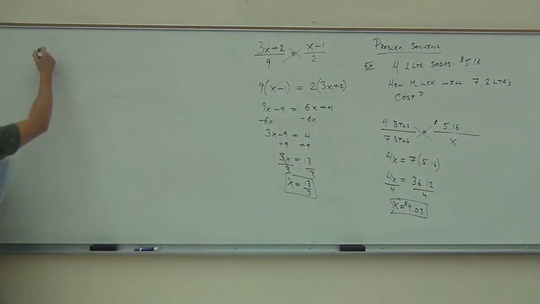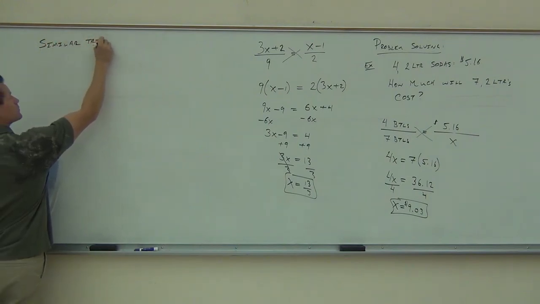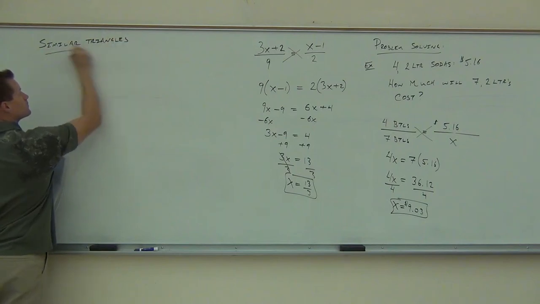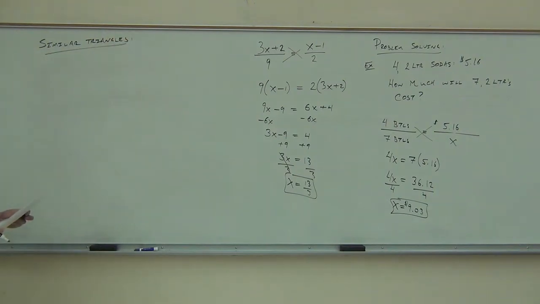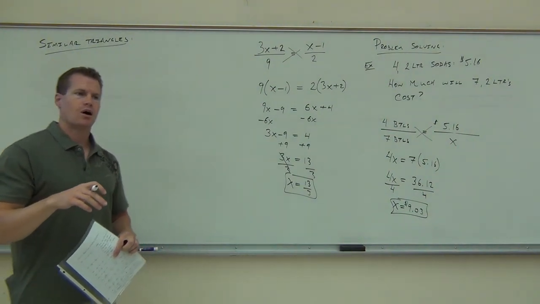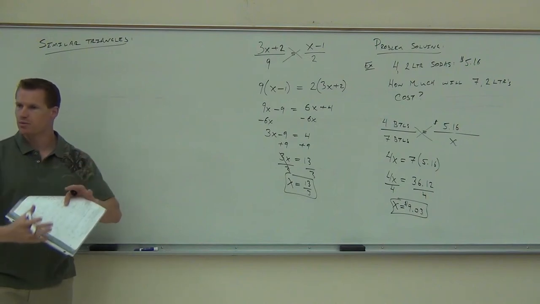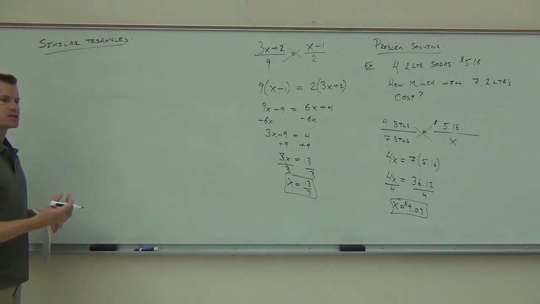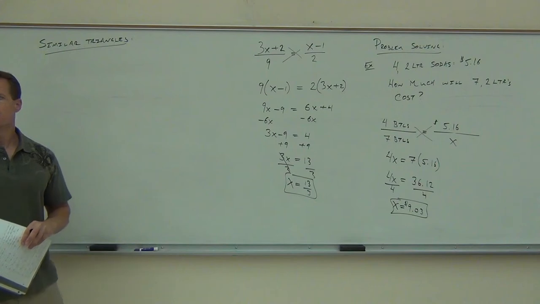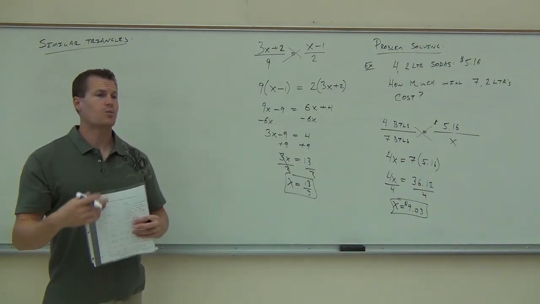So in similar triangles, what we have here are two shapes which are the same shape, the same exact look, only one's bigger, one's smaller. What we need to know is that in similar triangles, the corresponding sides, meaning the sides that match up, are proportional.